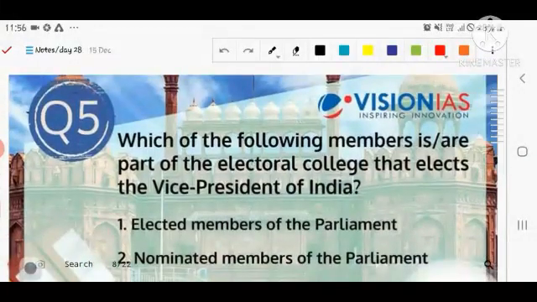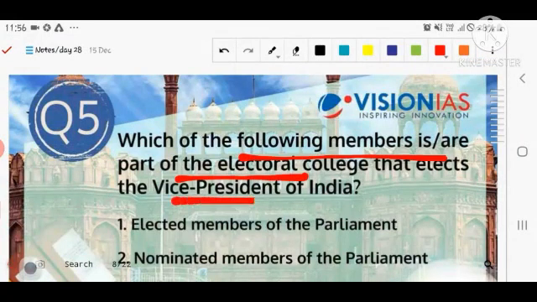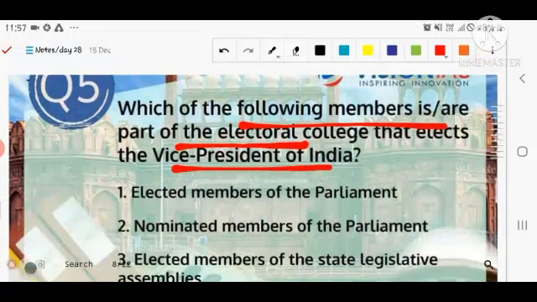Let's discuss the next question. Next question is related to the polity section. Which of the following members are part of the electoral college that elects the Vice President of India? Okay. It means that it basically asks which members make up the electoral college so that they can choose the Vice President of India. And who is the Vice President of India?